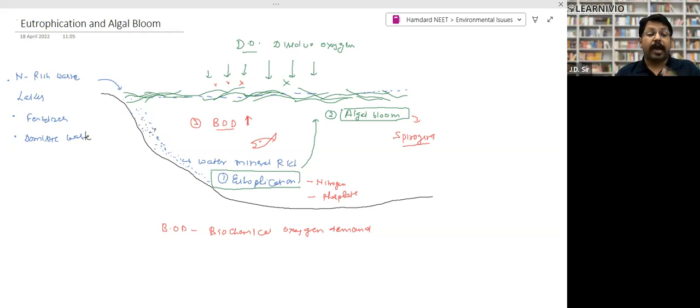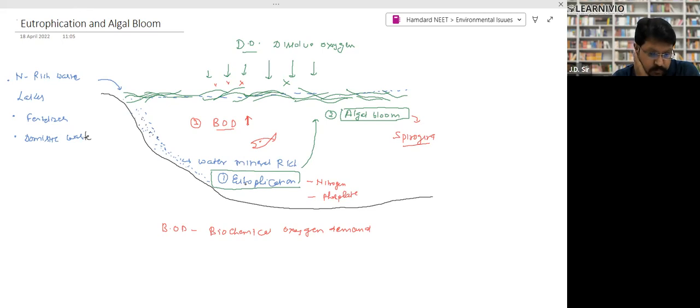Due to those nitrogenous substances, water becomes mineral rich. The water is getting rich in minerals. This is called eutrophication. Clear? So please note it down.